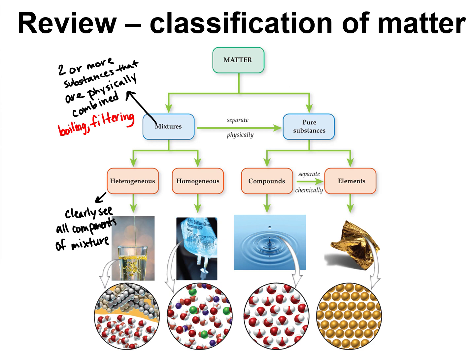Then you can have a homogeneous mixture, and that's where you can't see it. Everything, all the components are uniform throughout. And the example given for this is salt water. So you can see an IV bag hanging there. It's 0.9% sodium chloride. If you look at a glass of salt water and a glass of regular drinking water, you couldn't tell which was which. You'd have to taste it to see.